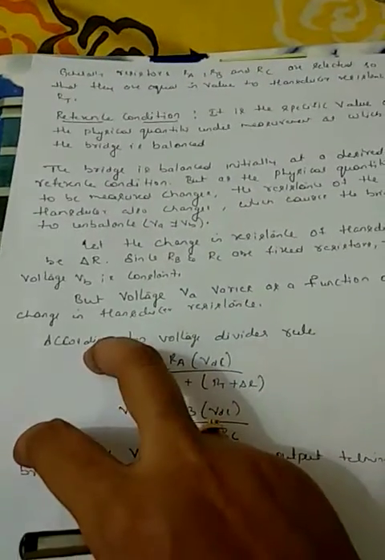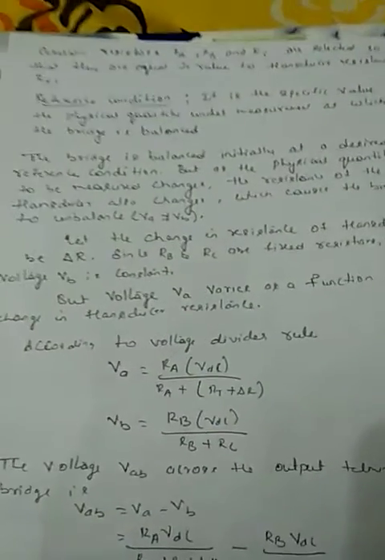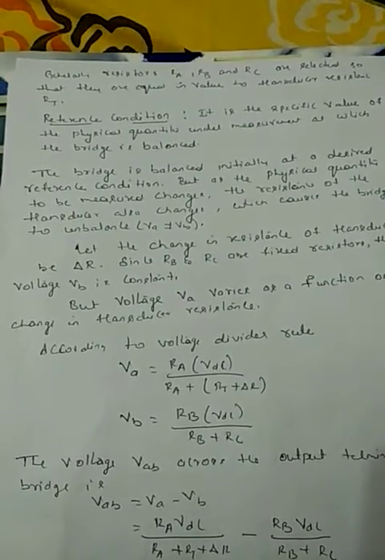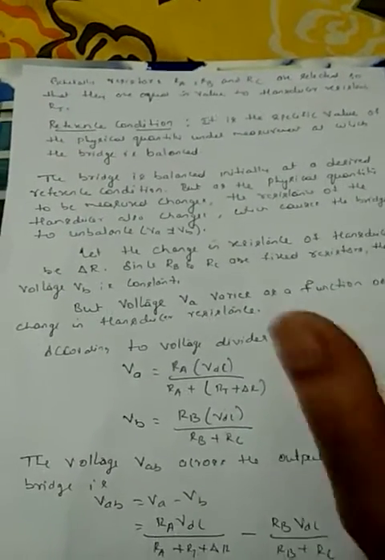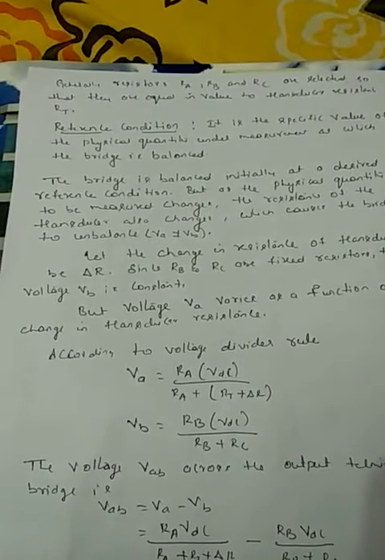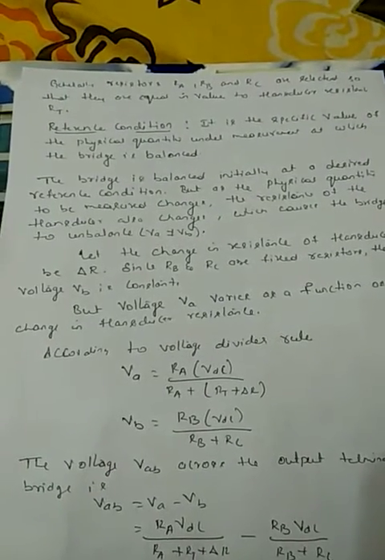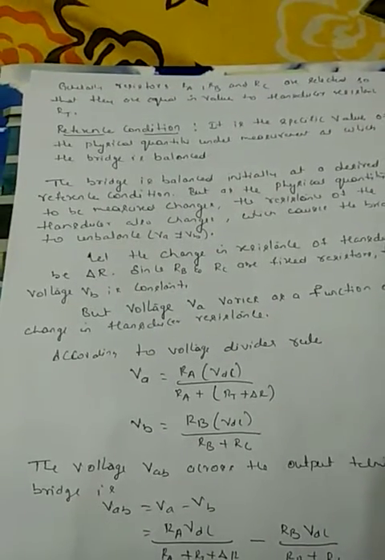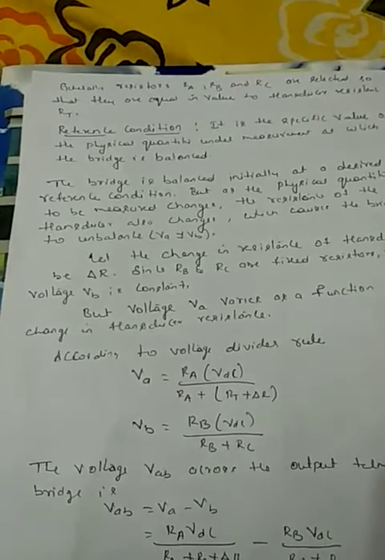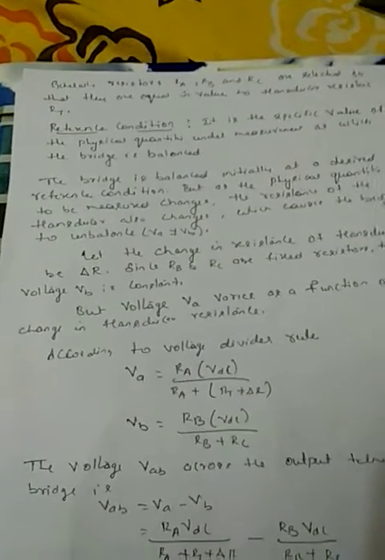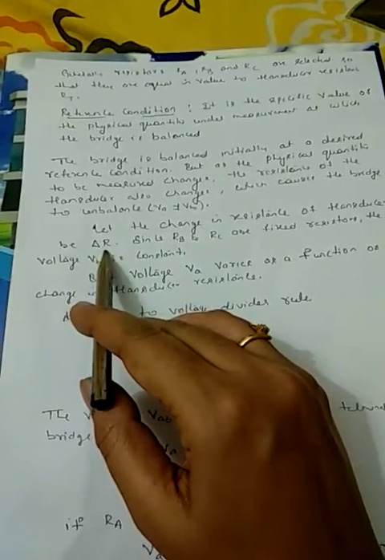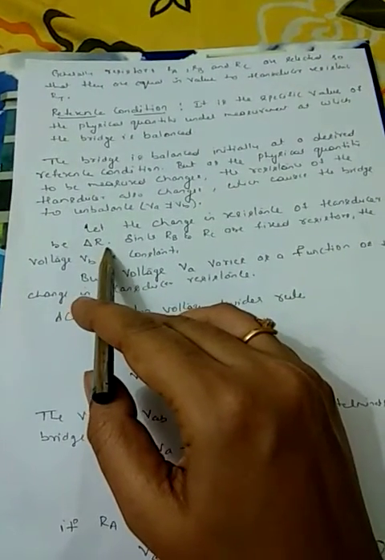Suppose the bridge is balanced initially at some reference condition, at some physical value. But as the physical quantity to be measured changes, the resistance of the transducer also changes, that is RT will change, which causes the bridge to be unbalanced. So when the value of RT changes, the bridge will not be balanced. Under that condition, let the change of the resistance of the transducer be delta R. From RT it changes to RT plus delta R.